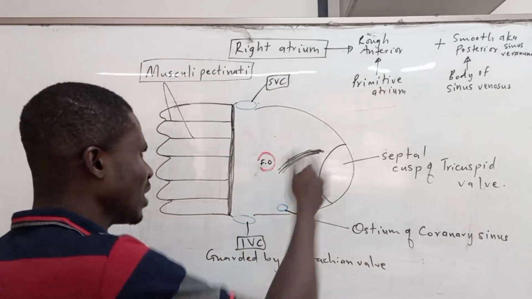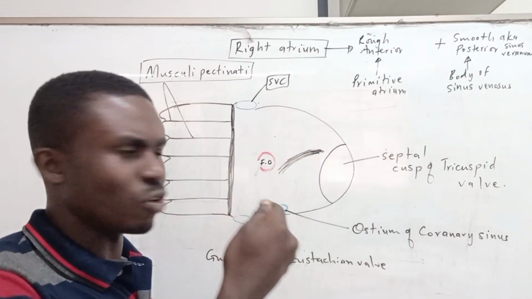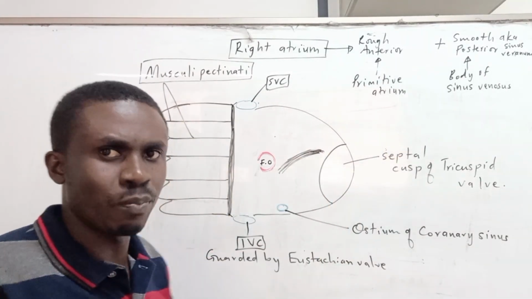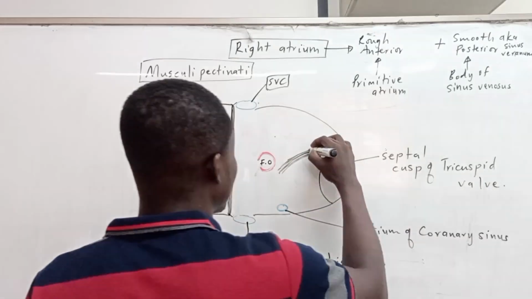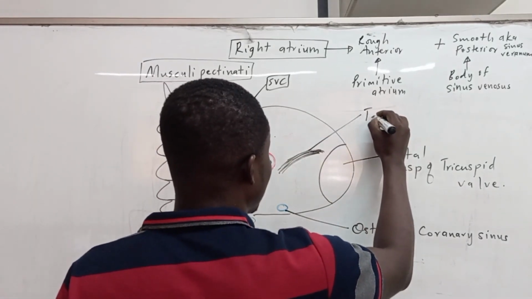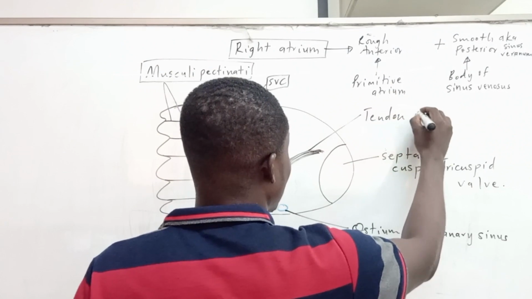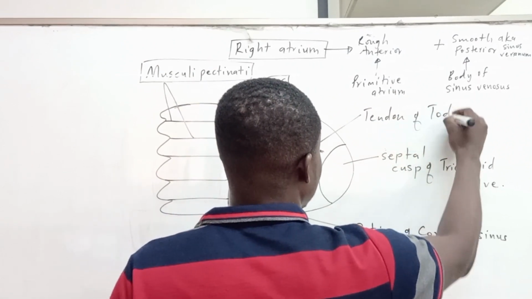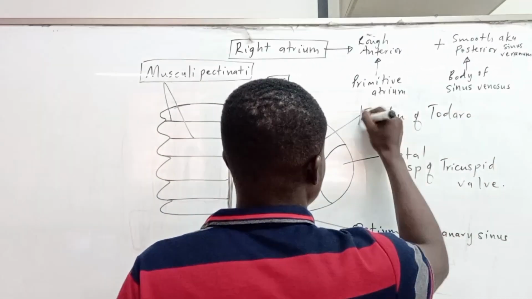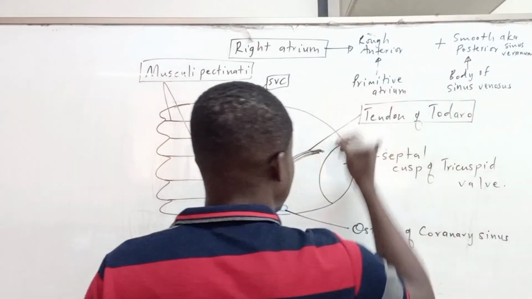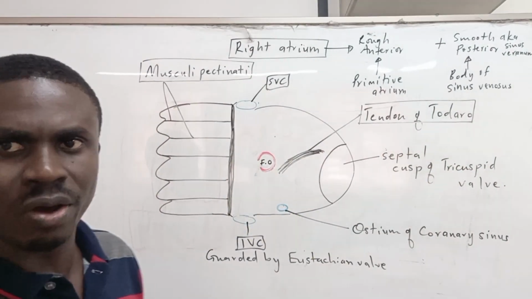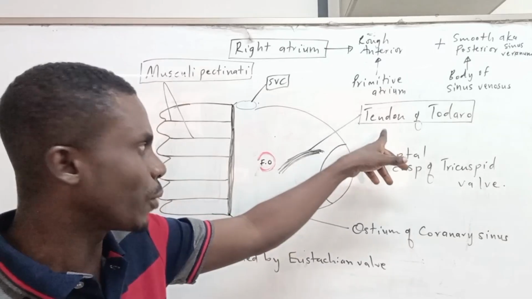Now, this one, as I told you, originates from the central tendinous body, but I'm just trying to show over here some portion. This is something we call the tendon of Todaro. It is also in, of course, the smooth posterior wall of the right atrium. The tendon of Todaro.